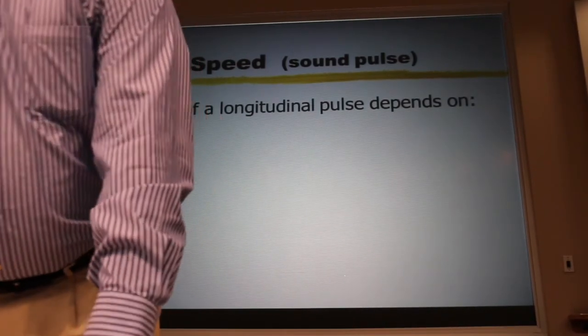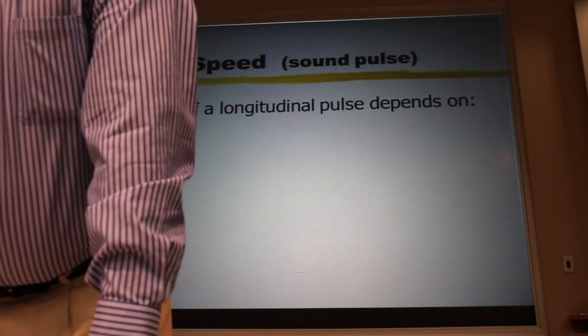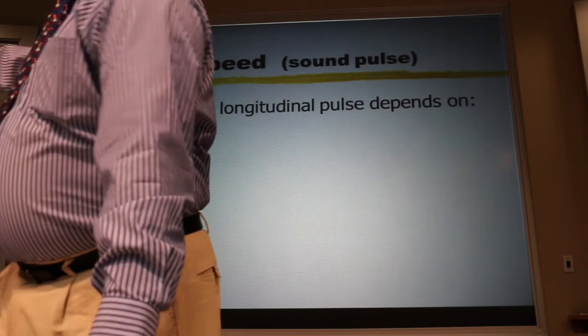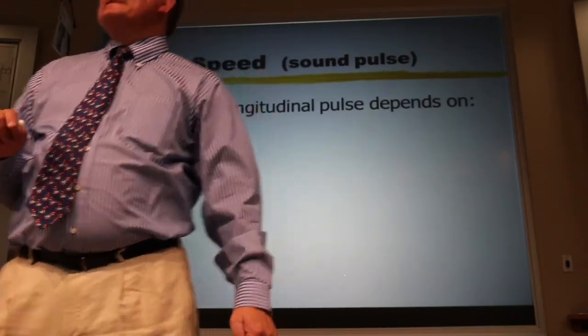The amount of particles, I guess. The number of particles in the room? Yeah. Okay, that would be the density, how tightly they're packed.